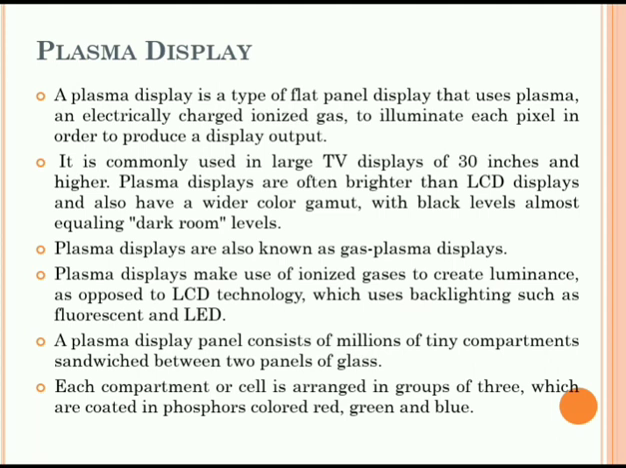A plasma display panel consists of millions of tiny compartments that are sandwiched between two panels of glass. It is having millions of tiny compartments. They are sandwiched between the two panels of glass. Means just like the TFT, there are two panels of glass, and in between that, the millions of tiny compartments are sandwiched in between the two glasses. Each compartment or cell is arranged in groups of three, which are coated in phosphorus colored red, green, and blue.